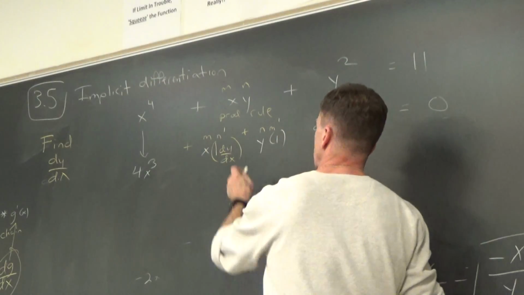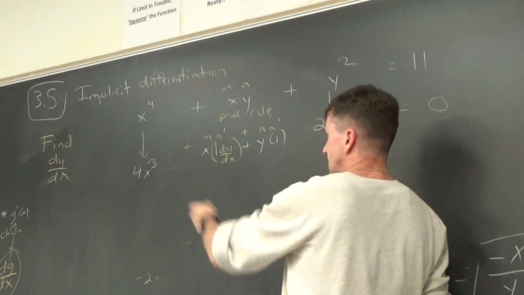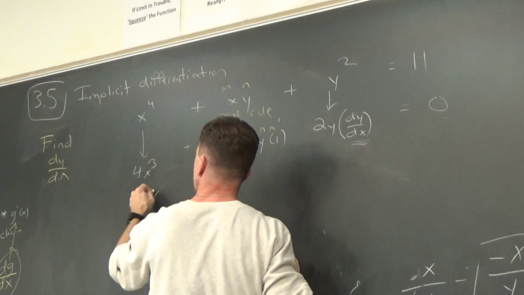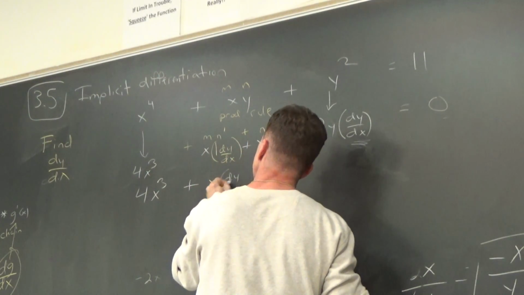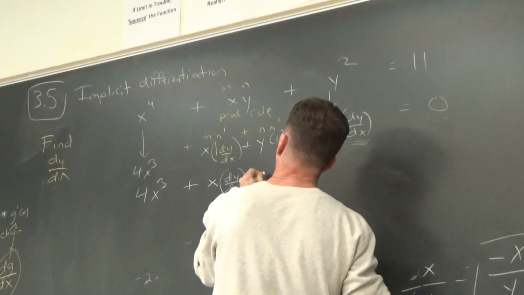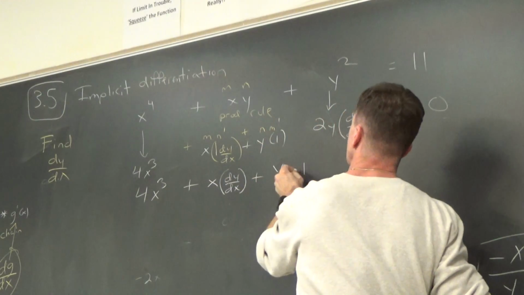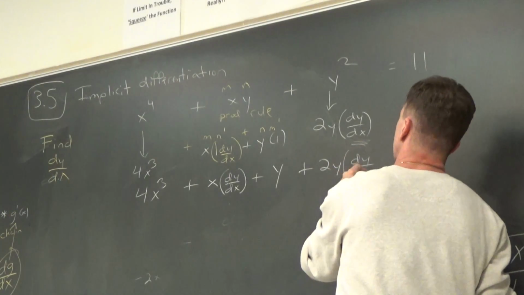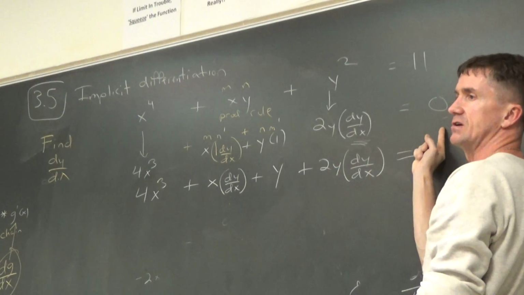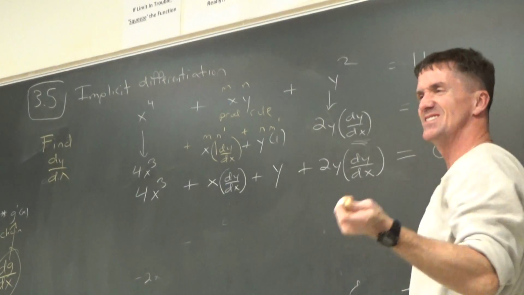There's a plus right here. Let me get it in here. Everyone see that plus? I think I'll write this again, just write it neater. 4x cubed plus x times a dy dx plus a y times a 1 plus a 2y times a dy dx. See, I like to make it stand out. Equals what number? 11 or 0? 0. I know, a lot of students write 11 sometimes.